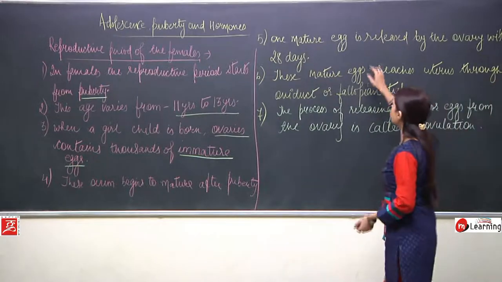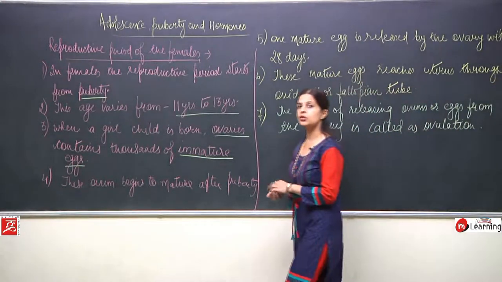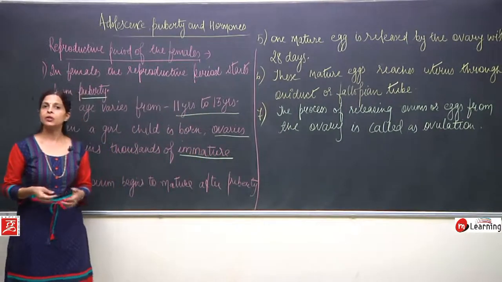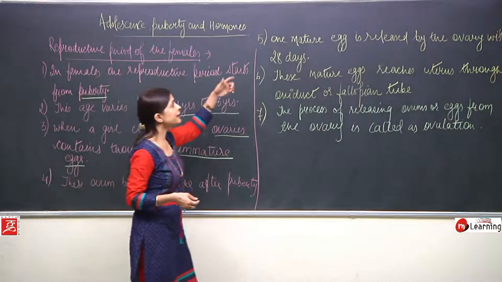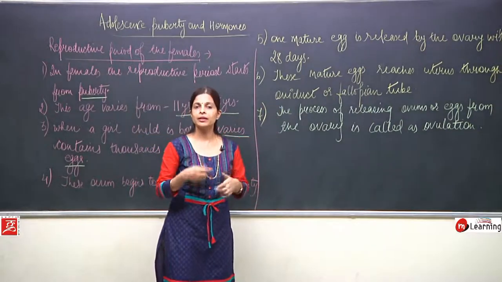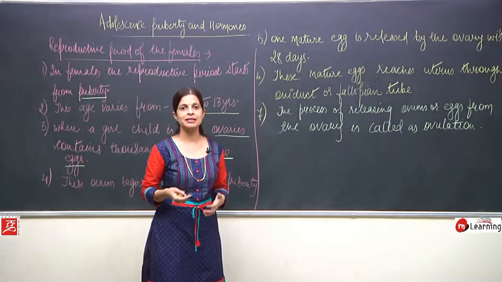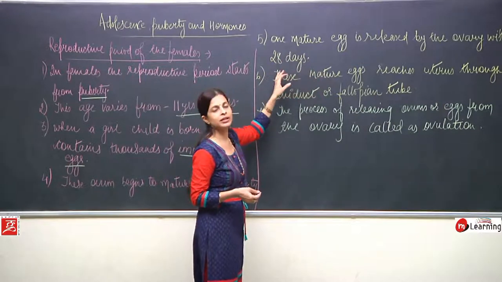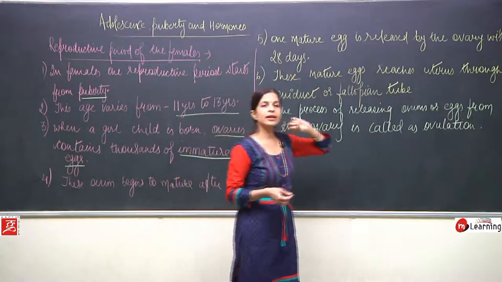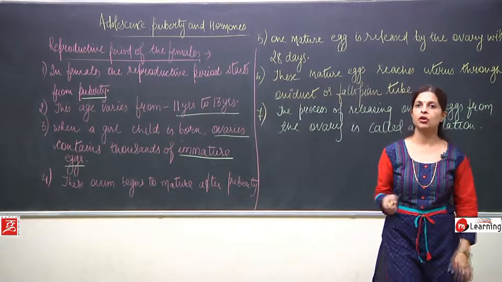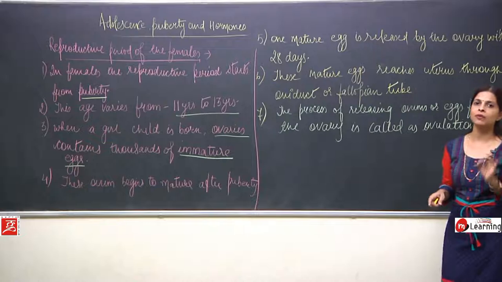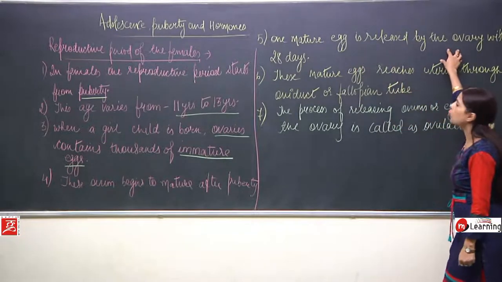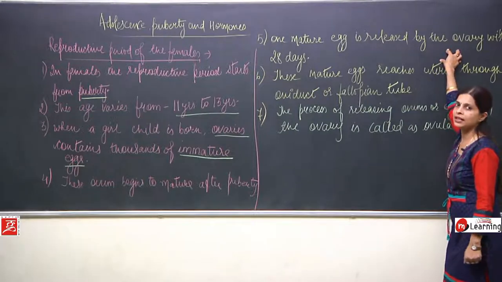Now what is happening after puberty, children? Due to the secretion of the hormone, the egg starts getting mature. Now one mature egg is released by the ovary within 28 days. It is not the case that every day one egg gets mature, not at all. Within 28 days one egg gets mature, and one mature egg is released by the ovary.